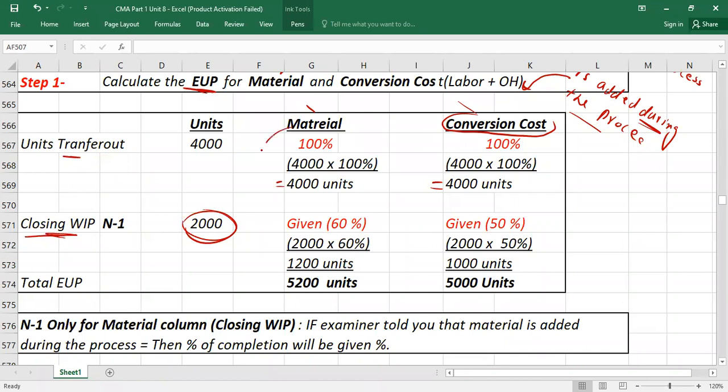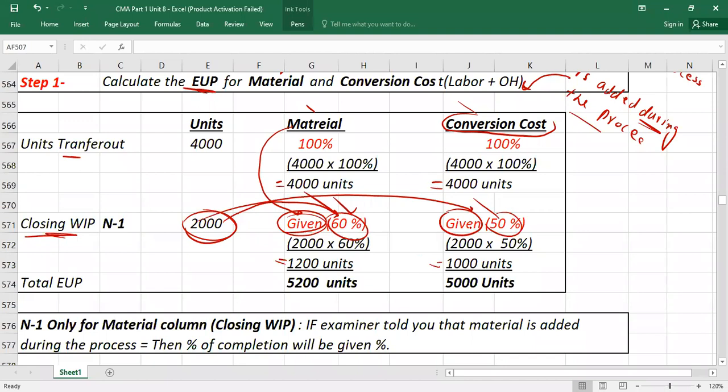And here for material, what will you use? We will always use which percentage? 60 is the assumed value, the given percentage. For example, in the question, I told you that closing work in process is assumed to be 60% completed with respect to the material. So which percentage is given? 60. It could be 20%, 30%, 80%, whatever is given, just put it here for material. And whatever is given for conversion cost, put it here. Understood? I'm assuming these are 60% completed, and these are 50% completed with respect to conversion cost. What I'll do, 2,000 times 60% will give you 1,200. 2,000 times 50% will give you how much?